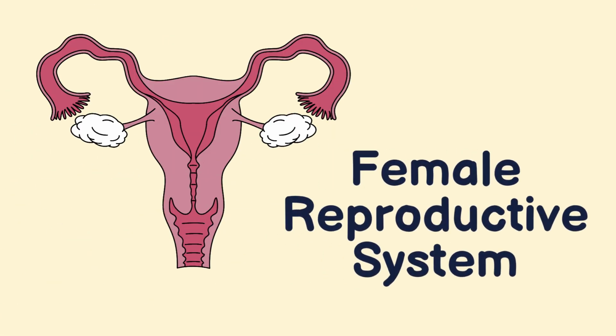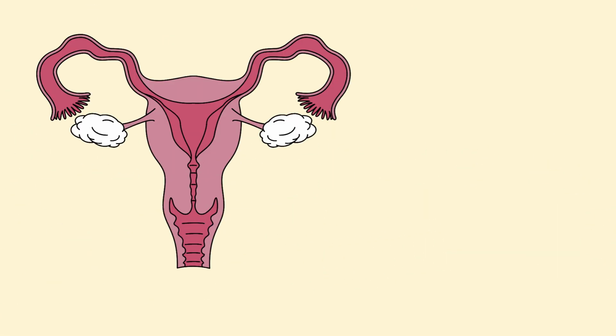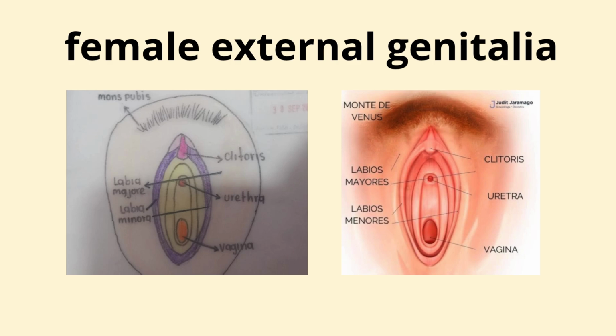First of all, we're going to explain the female external genitalia, also known as the vulva. At the top, we can see the mons pubis, a sub-area covered by hair that protects internal organs. Below, we find the clitoris, a very sensitive structure that plays an important role in sexual pleasure.